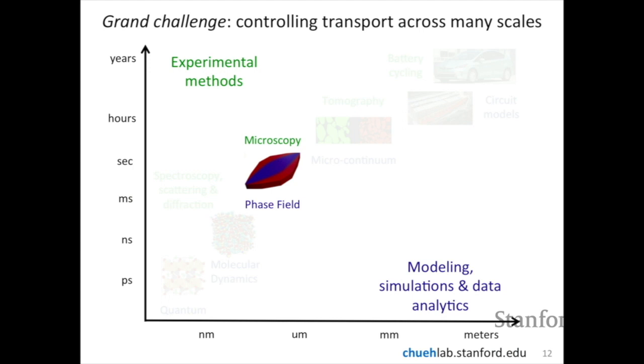Now we're going from the atoms to the particles. So now this is one individual crystallite. You can think of this as a single crystal, typically on the order of a few microns in size or a few hundred nanometers. And we're combining here experimental microscopy methods to see how the lithium is getting in and out with phase field simulation to model the process.